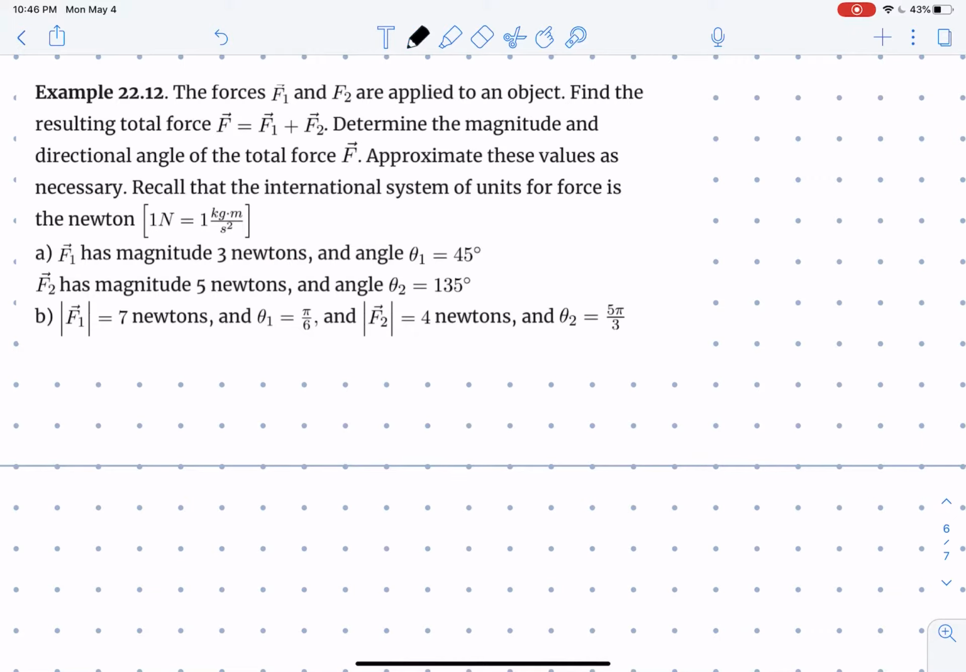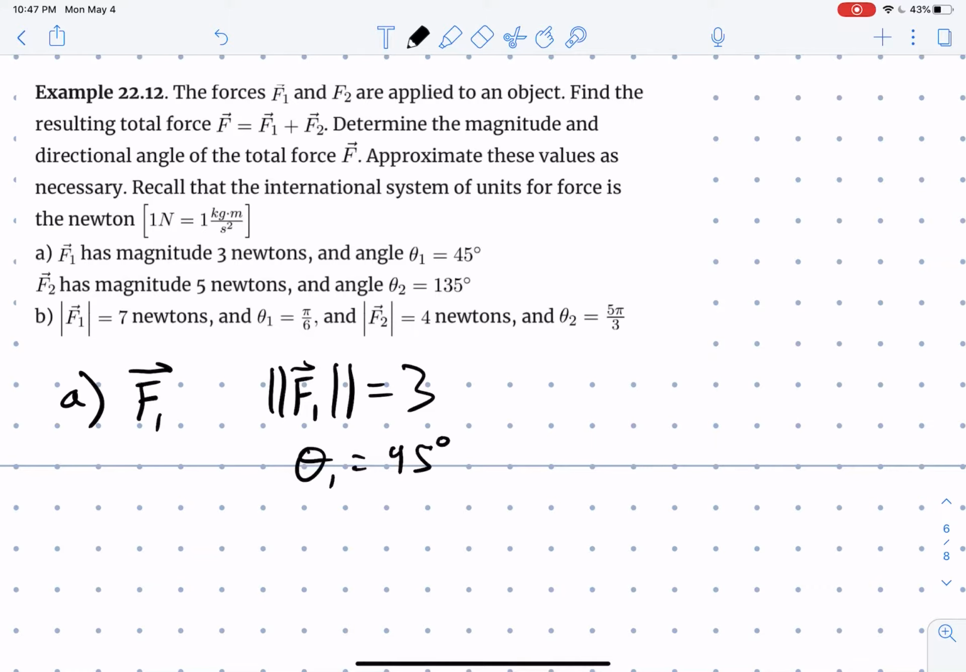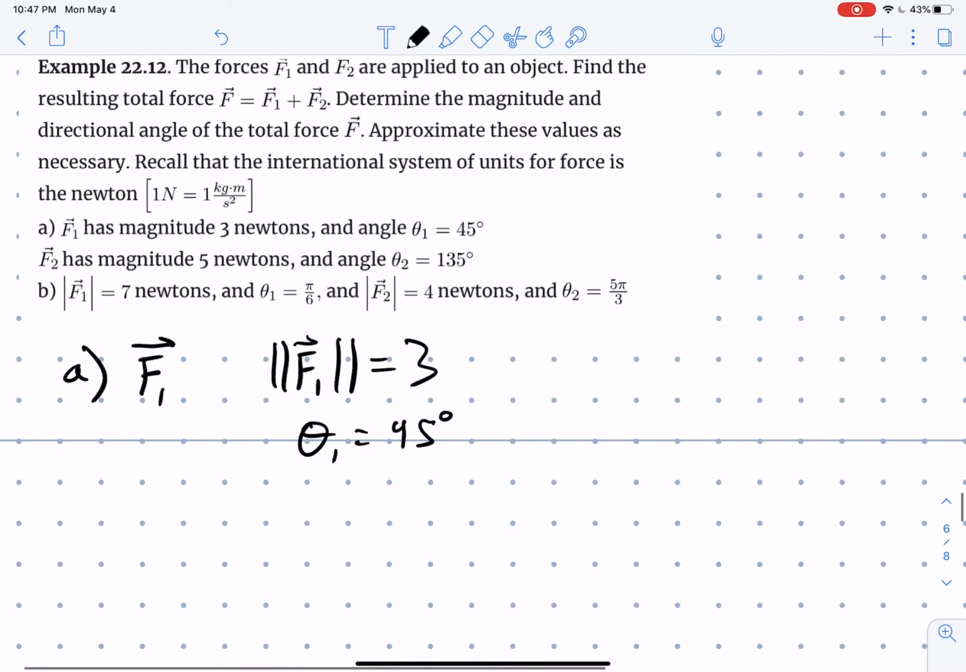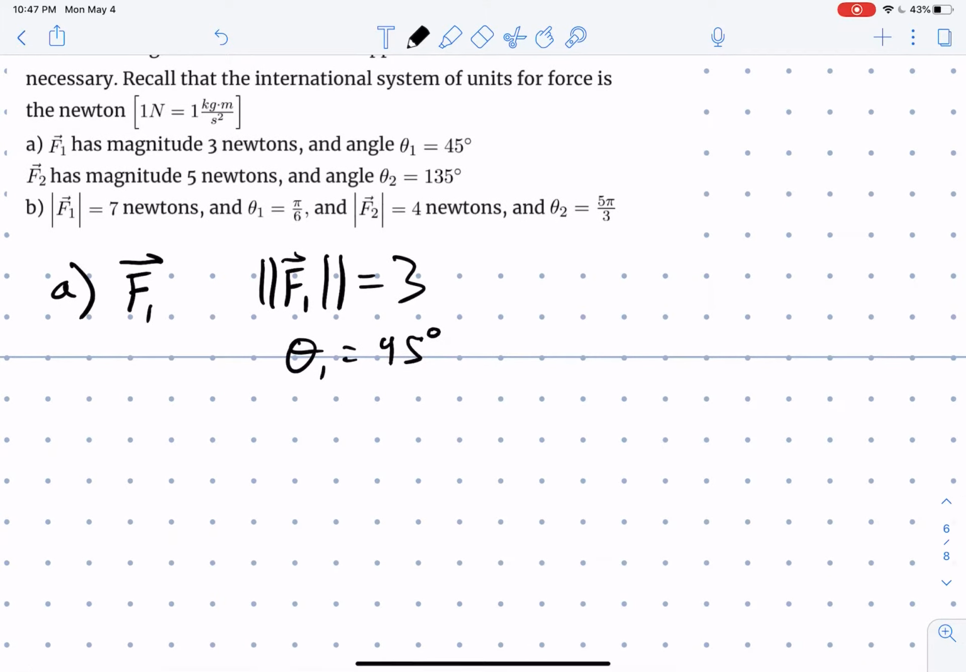Let's go ahead and see. This is part A, F1. And it says it has a magnitude, so F1, the magnitude. They don't give us the A and the B components. They just say that the magnitude is 3, and that the angle that it's at, theta, is 45 degrees. We'll do a drawing in just a moment.